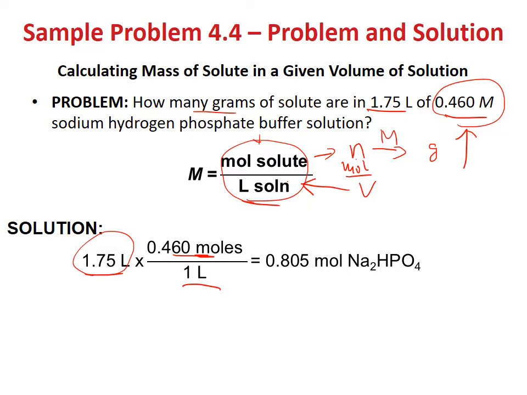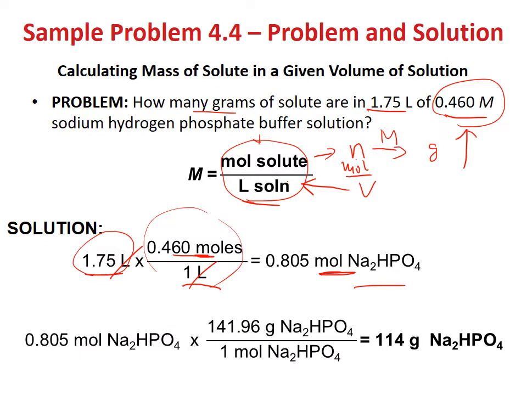So by using this as a conversion factor, we cancel liter, we calculate moles. That gives you 0.805 moles of the salt. Next, using molar mass. So moles of the salt, 1 mole sodium hydrogen phosphate, 141.96 gram of this salt. So moles cancel, give you grams.